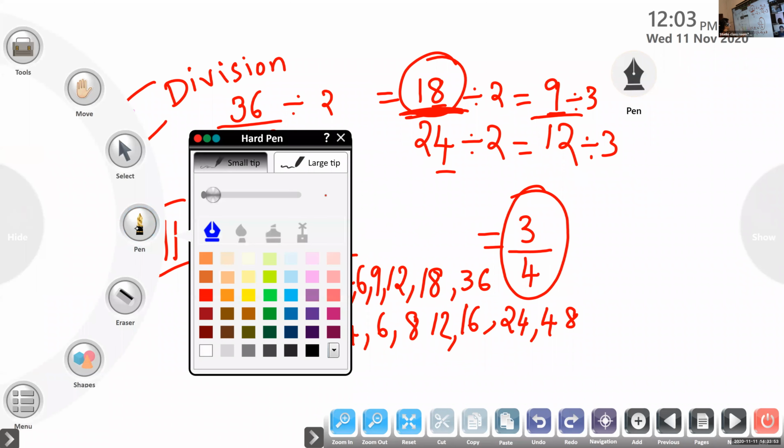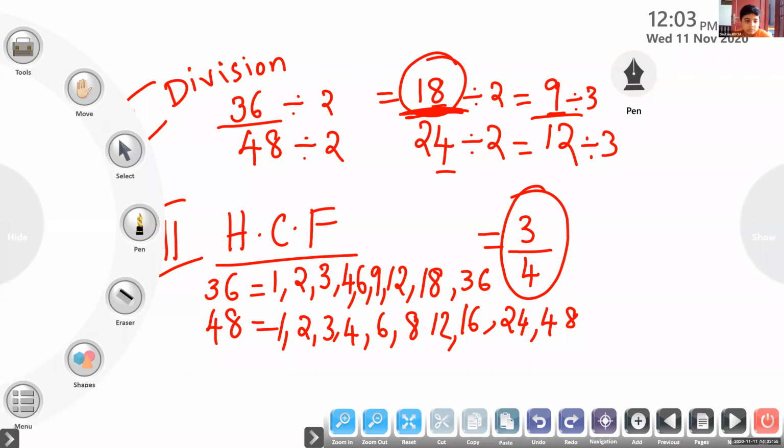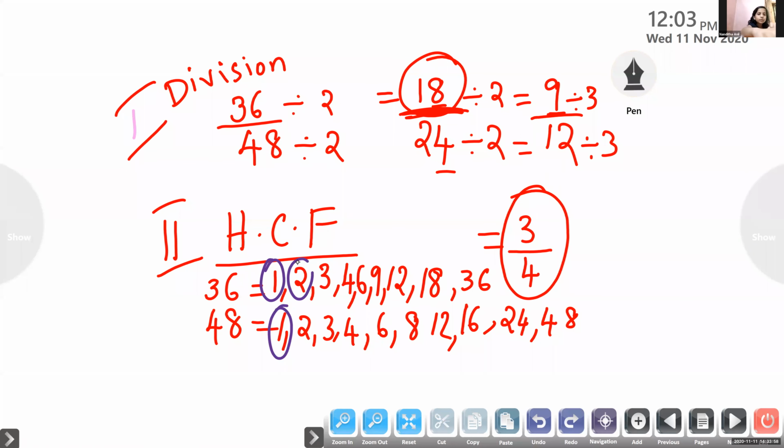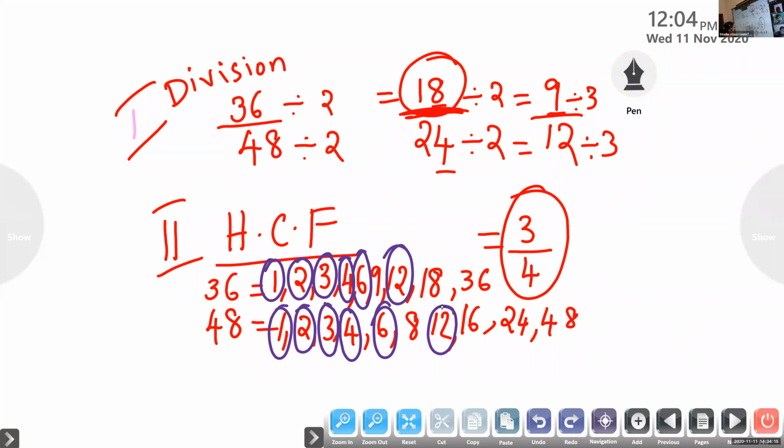Common factors? 1, 2, 3, 4, 6, 12. Is there any other factor? No. So, from these factors, which is the highest common? 12. Okay. So, children, find out the highest common factor. You can do that with the prime factorization method, or you can use that 2.